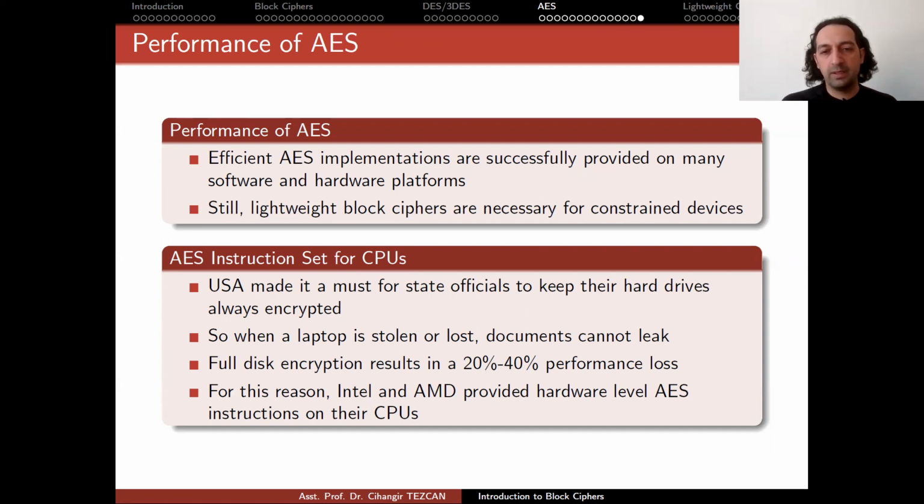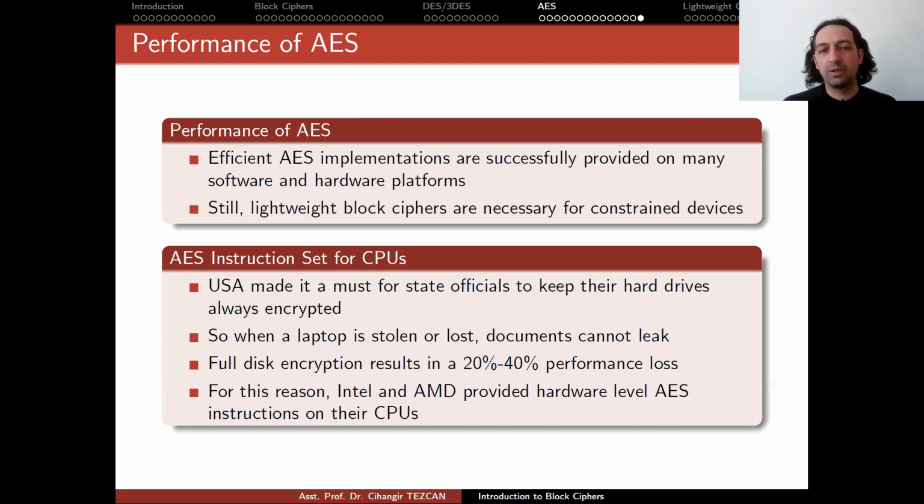The idea for this approach was as follows: the USA made it a must for state officials to keep their hard drives always encrypted. So when a laptop is stolen or lost, documents cannot leak because they're already encrypted. But full disk encryption results in a 20 to 40% performance loss, depending on the hardware, of course. So you wouldn't want to use a laptop that provides you half the performance that it can give you. So for this reason, Intel and AMD provided hardware level AES instructions on their CPUs. And if I'm not mistaken, some ARM processors are also planning to have these instructions. So they are really fast.